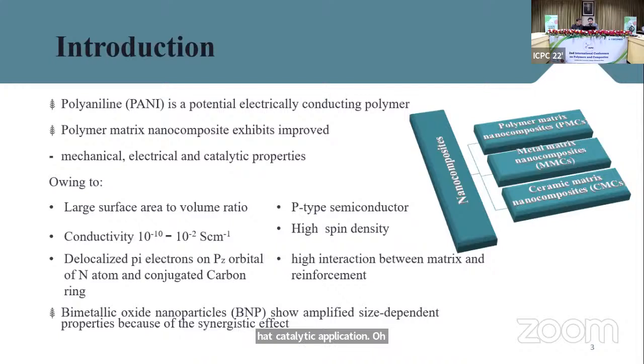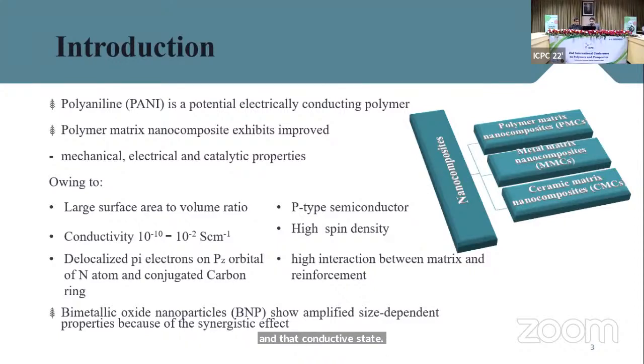Polyaniline is made from the monomer aniline, and it is a p-type semiconductor with conductivity ranging from 10^-2 to 10^-10 Siemens per centimeter. The conductivity of the polyaniline is due to the delocalized pi electron on the pz orbital of the nitrogen atom and the conjugated carbon atoms. Basically, there are three basic forms of the polyaniline: emeraldine, leucoemeraldine, and pernigraniline. Emeraldine is the green colored product. It is the base form of the polyaniline and is the most stable and conductive state.